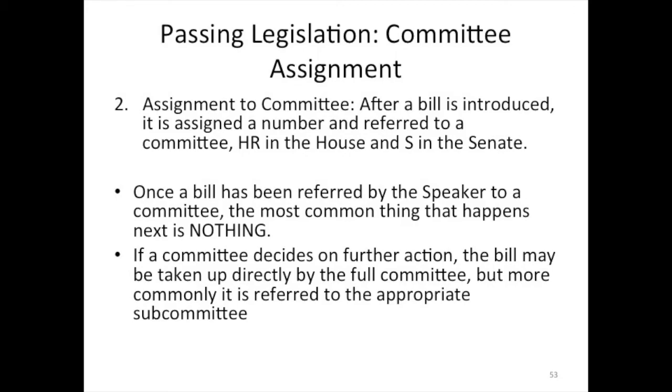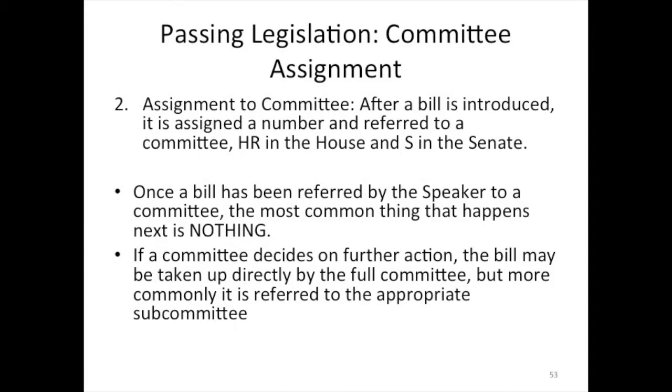Most bills never make it out of committee. That's why I said most of the action takes place in committee, or rather most of the inaction takes place in a committee. So in the 114th Congress, for example, more than 10,000 laws were introduced. Only 244 were enacted laws. Of course, this doesn't take into account resolutions. Over the past 3 Congresses, less than 5% of the proposed bills were enacted.